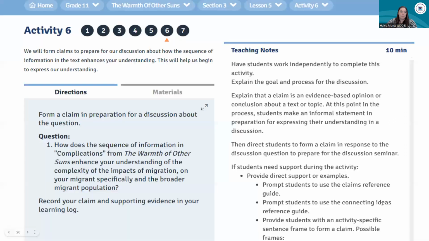And then I do want to highlight this one particular activity from guidebooks. This question is, how does the sequence of information in Complications from The Warmth of Other Suns enhance your understanding of the complexity of the impacts of migration on your migrants specifically and the broader migrant population? This question is asking them about sequence. So it is asking them about text structure. So this is a fantastic opportunity for you guys to talk about text structure before they go to write this claim. And they're going to have a class discussion around this too.